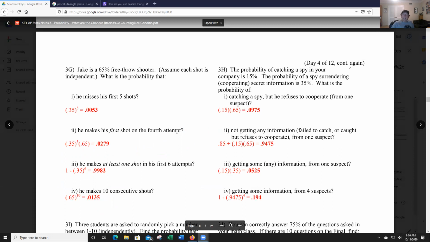Let's go to H. The probability of catching a spy in your company. I love these spy questions. You know, there's always spies in an organization. They're important to the boss. You know how it is. It says the probability of catching a spy in your company is 15%. The probability of a spy surrendering, cooperating, secret information is 35%. All right, so you got two different situations, catching them and having them actually give up information. What is the probability of catching a spy, but he refuses to cooperate?